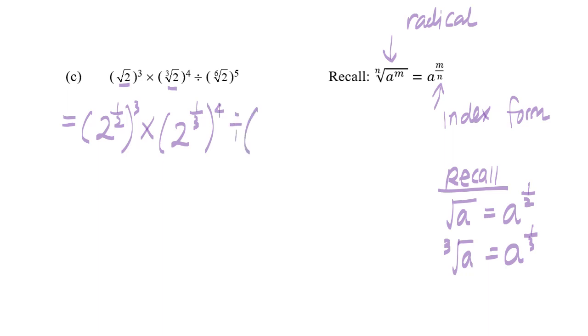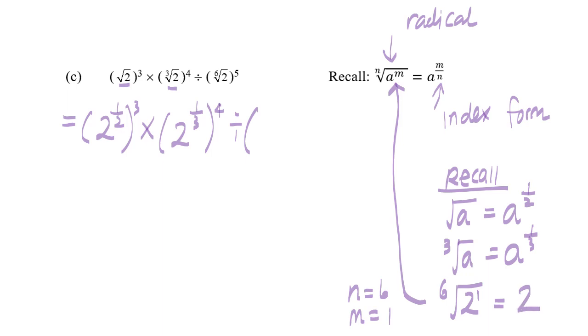So how about this? How do we convert it? 2 means 2 to the power 1, right? If you apply this, can you see that your n is 6 and your m is actually 1. So this can be converted into 1 over 6. That will give me 2 to the power 1 over 6, bracket, then to the power 5.